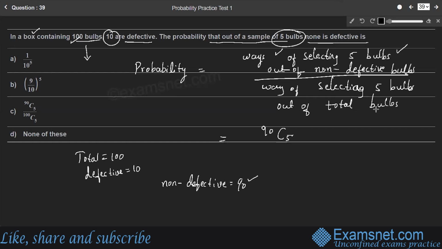Therefore, our favorable outcome is 90C5 ways of selecting 5 bulbs out of non-defective bulbs, divided by the ways of selecting 5 bulbs out of total bulbs, which is the total outcome here. So out of 100 bulbs, we need to select 5 bulbs. So the ways are 100C5 ways. In 100C5 ways, we can select 5 bulbs, right? They may be defective or non-defective or both, right? So 90C5 by 100C5. You can simplify it, but in the given options, 90C5 by 100C5 is directly given, right? Therefore, option C is the right answer.